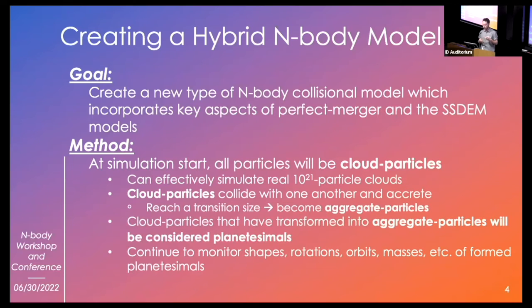And these aggregate particles will effectively be called planetesimals, and we will be able to monitor their shapes, rotations, and orbits, along with the contact physics, as Harrison alluded to earlier. We'll be able to create planetesimals as aggregates and have a more complete model of planetesimal formation. Thank you very much, and I'll leave it up to the next speaker.